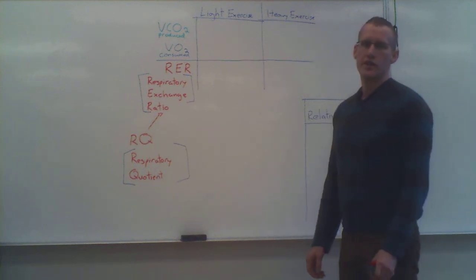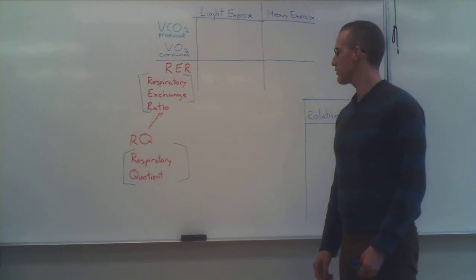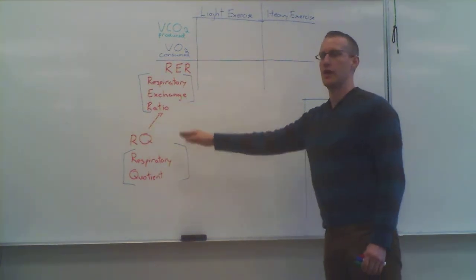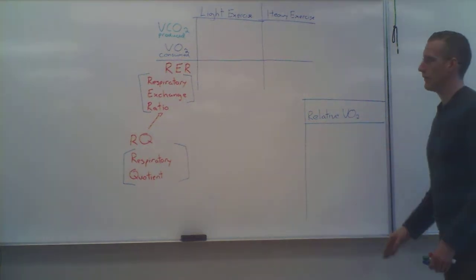So this lesson is going to show you how to calculate two very important variables. The first is the respiratory exchange ratio. And the second is relative oxygen consumption, or relative VO2. So we'll begin with RER.